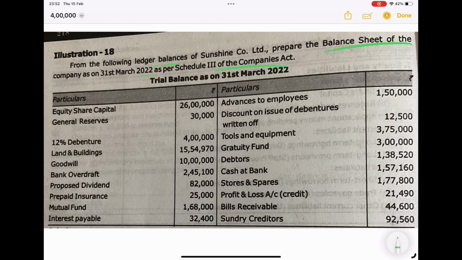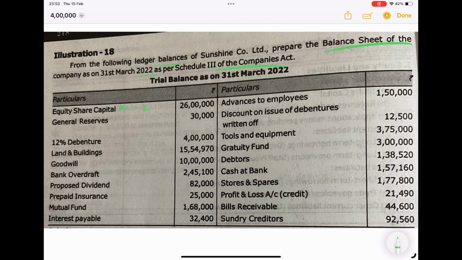They have given the trial balance, particulars, amount. One side they have given all the liabilities and assets mixed. We have to identify which is a liability and which is an asset along with note numbers. Let us solve this. Equity share capital is obviously related to liabilities, which we are going to solve in note 1, that is in liabilities.